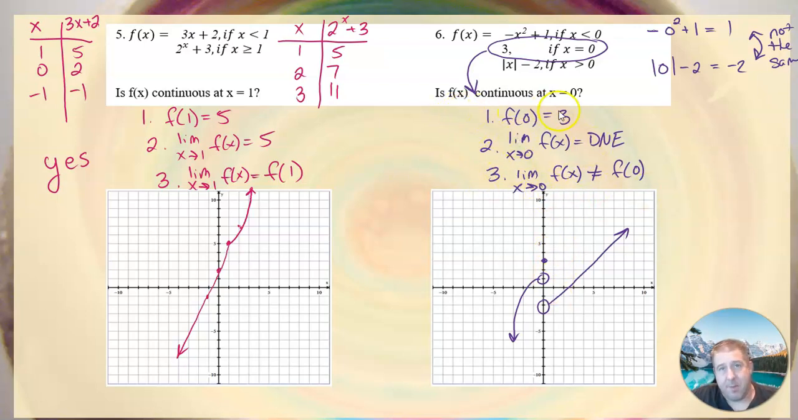So number 1 worked, but the second and third one did not. Therefore, the function is not continuous. I didn't write that answer up there, but yeah, it's not continuous. The answer is no.